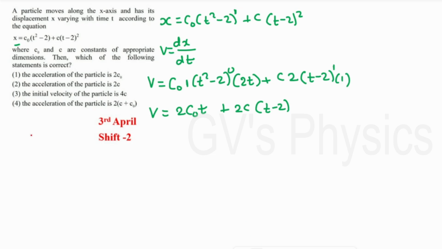So now we have to find the initial velocity. So initial velocity means time t is equal to 0. So if you're substituting time t is equal to 0, ultimately all the terms will go to 0. So the velocity is 0. Okay. So option 3 is incorrect. Okay. Then we will check acceleration.